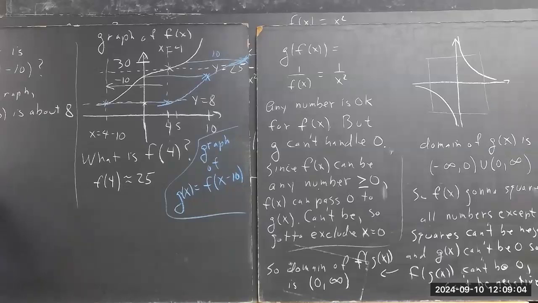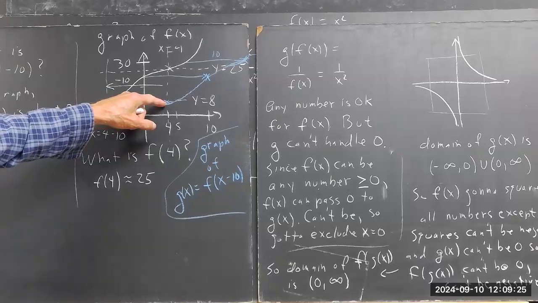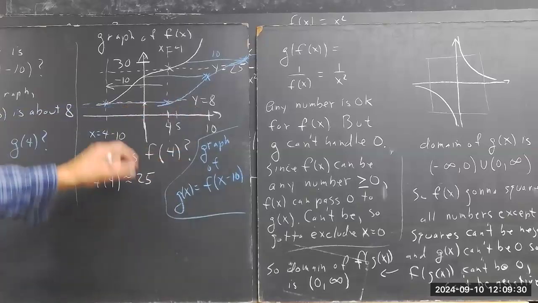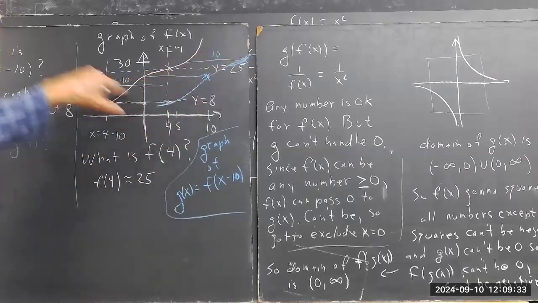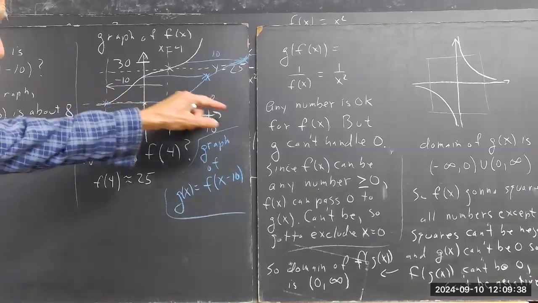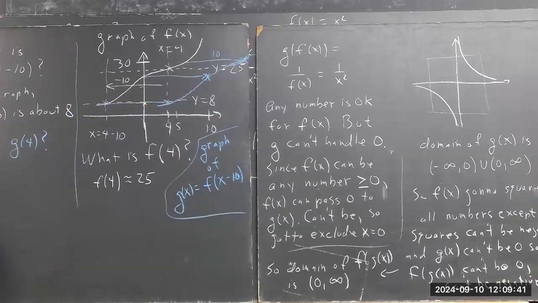Now, what is g of 4? Well, since we moved this point 10 units right to get this, it's going to be on the y equals 8 line, isn't it? I mean, you can see it. Here's 4. Here's your g of x curve. It's blue. Okay. And right there is your value of g of 4.